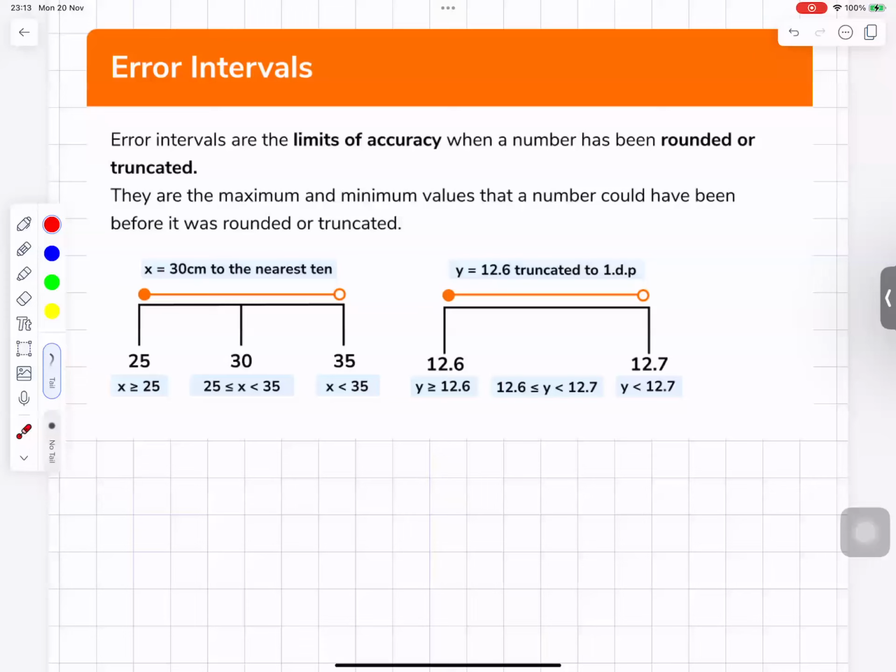Also look at this example. If you read it through, it's shaded here because it's greater than or equal to, and it's shaded there. It's less than, it's not shaded. Less than, it's not shaded.